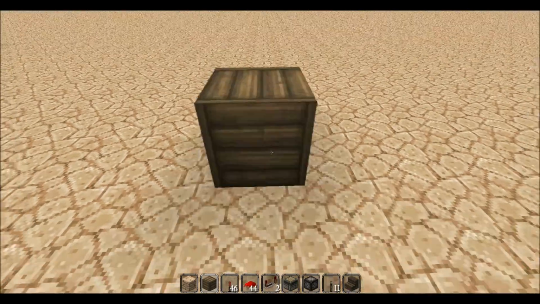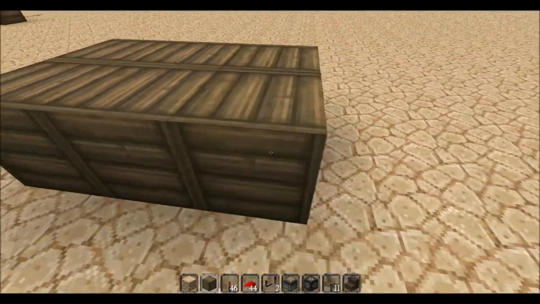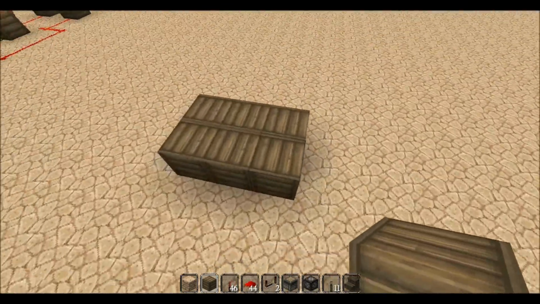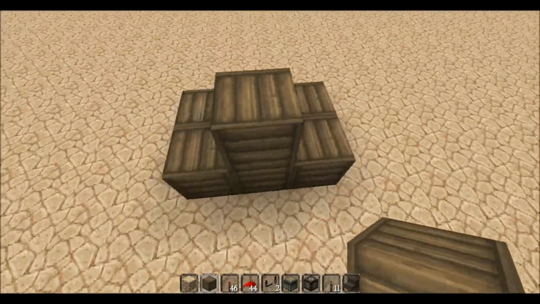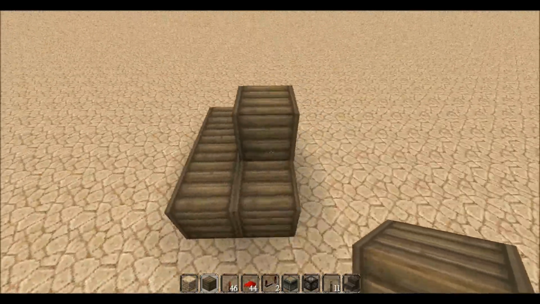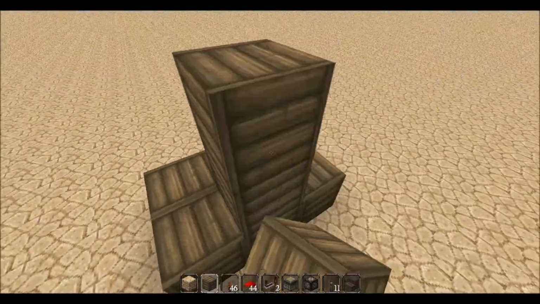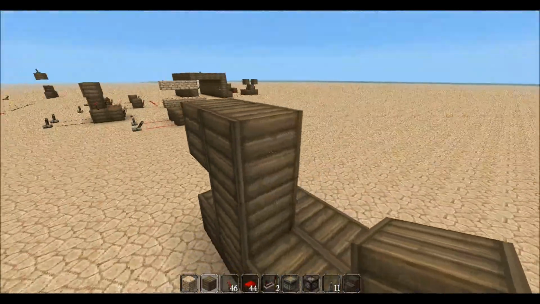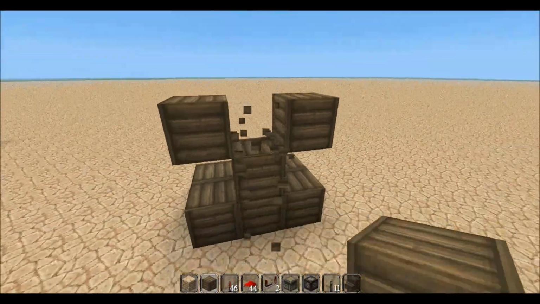Alright, the XOR gate, or the exclusive OR gate. This is where it gets complicated, so bear with me and pay attention. We've got a 3 by 2 block here, and we're going to build a T shape on the top. We're then going to cut out this block in the middle.